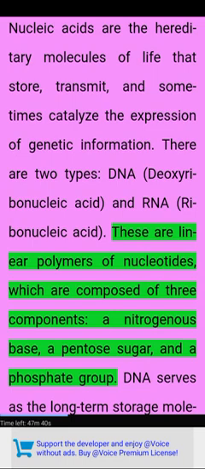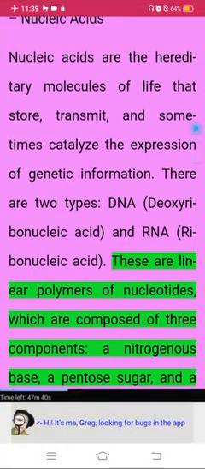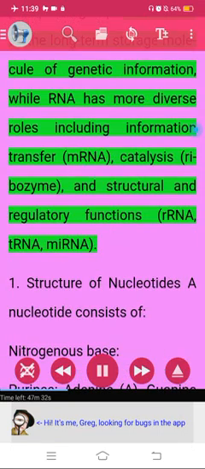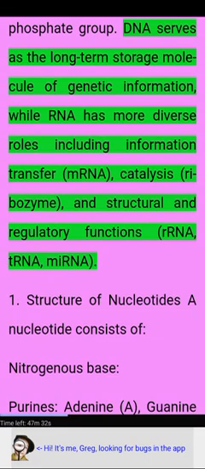These are linear polymers of nucleotides, which are composed of three components, a nitrogenous base, a pentose sugar, and a phosphate group. DNA serves as the long-term storage molecule of genetic information, while RNA has more diverse roles including information transfer, mRNA, catalysis, ribozyme, and structural and regulatory functions, rRNA, tRNA, mRNA.